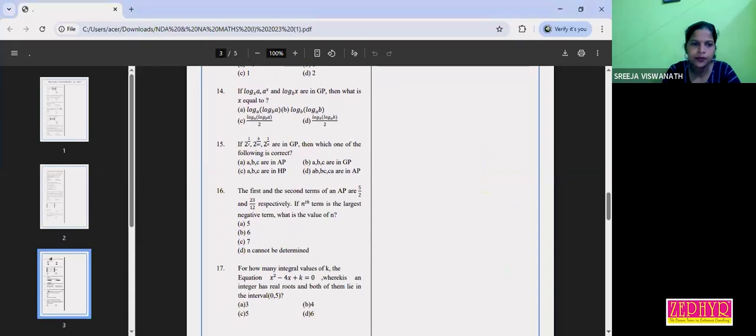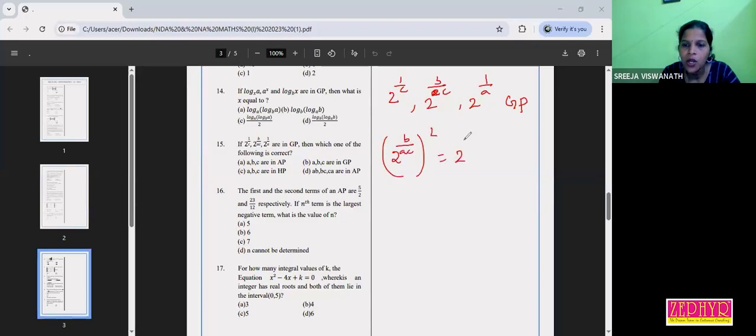Question number 15. If 2 raised to 1 by c, 2 raised to b by ac, 2 raised to 1 by a are in GP. GP means the square of second term, that is 2 raised to b by ac, the whole square is equal to 2 raised to 1 by c into 2 raised to 1 by a. That is 2 raised to 2b by ac is equal to 2 raised to 1 by c plus 1 by a. Bases are same, so we can equate the exponents.